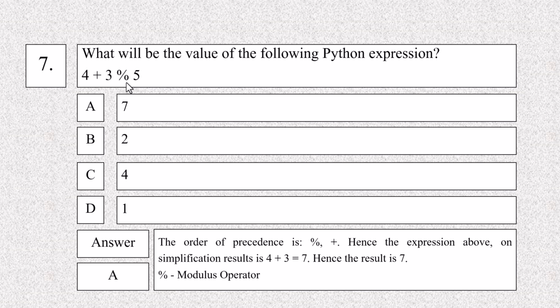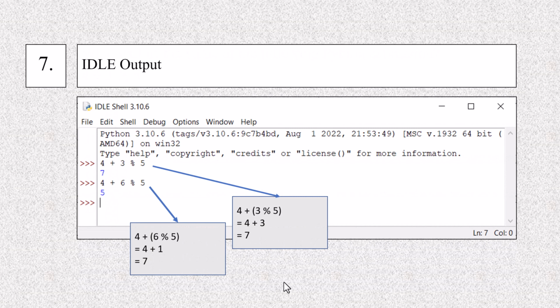We have to understand the operator precedence here. The order of precedence is modulus first, then plus. Hence the expression above on simplification will be 4 plus 3, that is 7. Hence the result will be 7, and this operator is the modulus operator. And if we run 4 plus 3 modulus 5 in the IDLE shell, it will give 7.